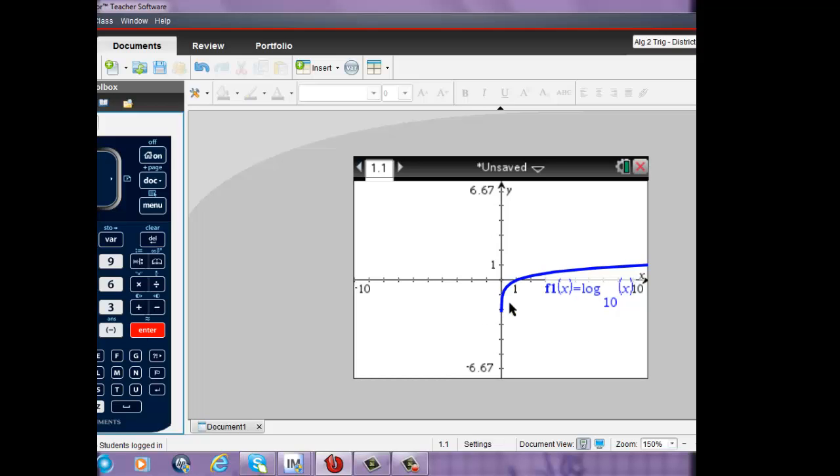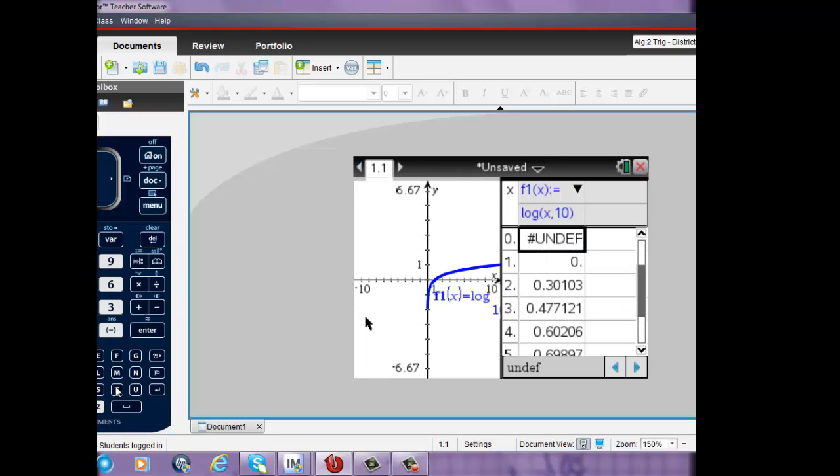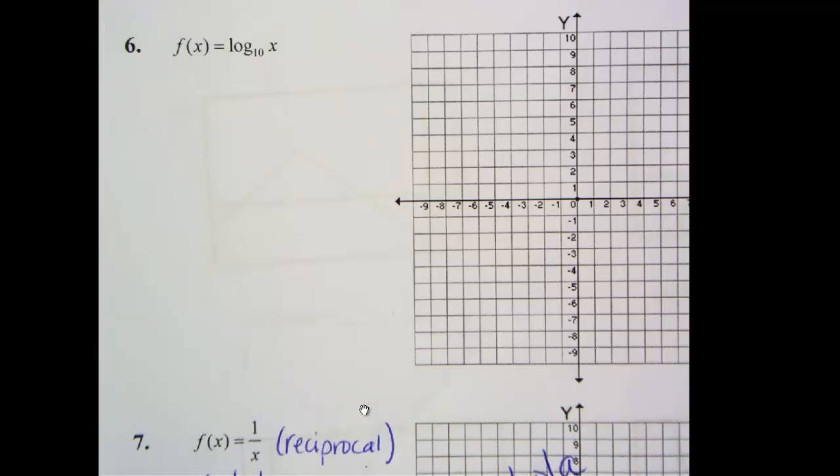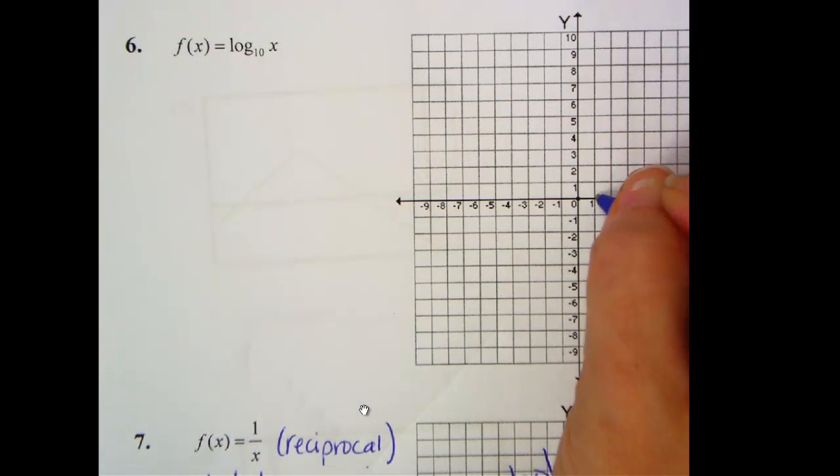Now again, I want some good points on it. So let's go Control T, get a table of values. And you can see again, when x is 0, y is undefined. There is another asymptote. When x is 1, y is 0. So we can plot that. Let me go back to our image. So when x is 1, y is 0.